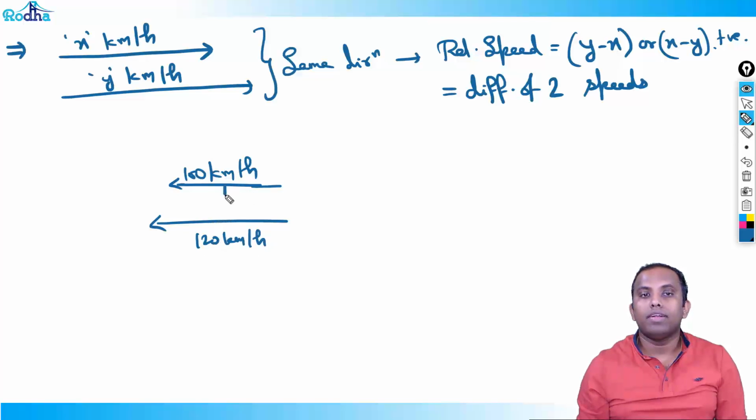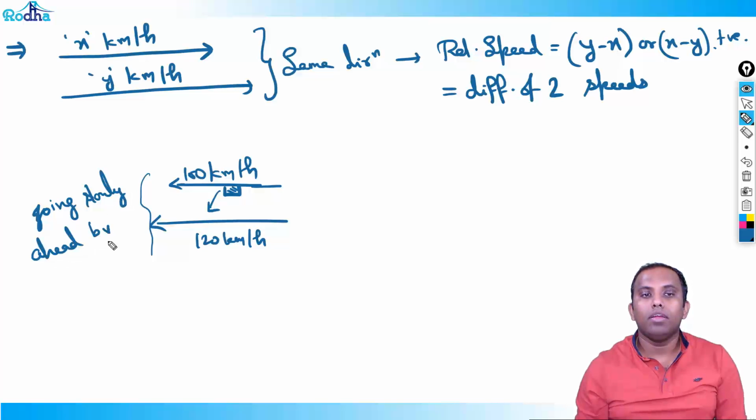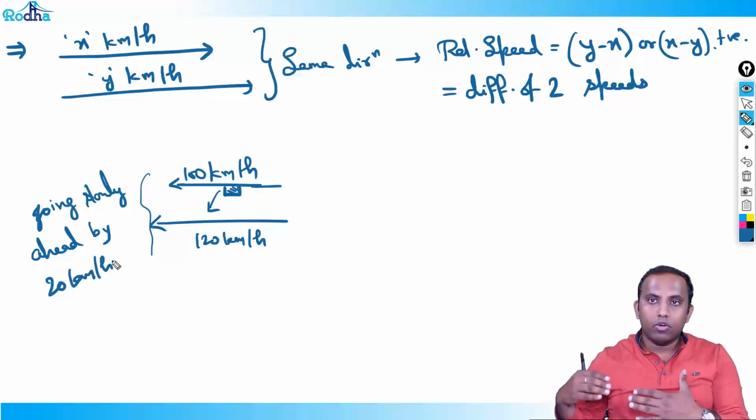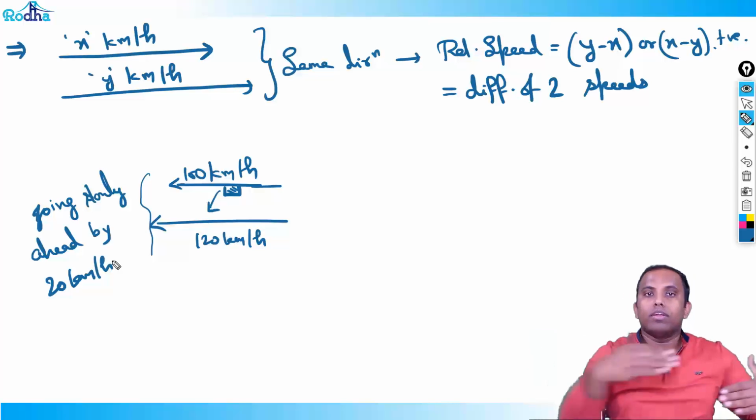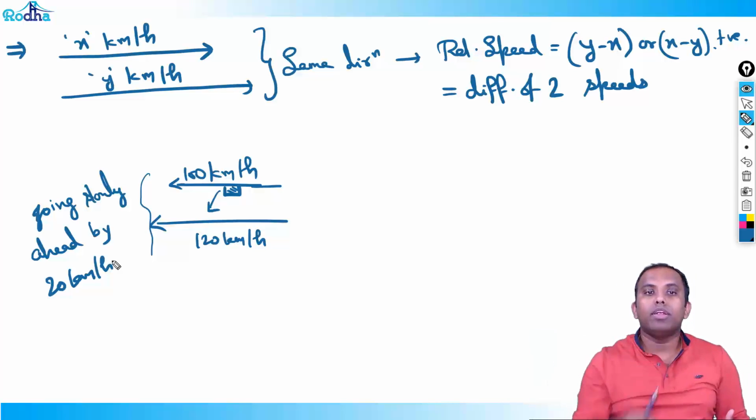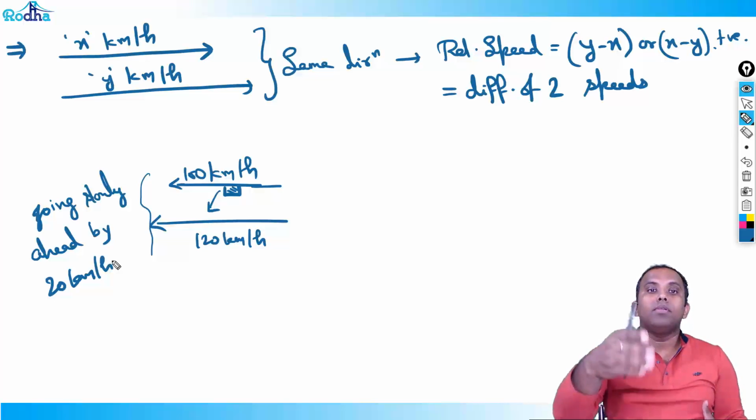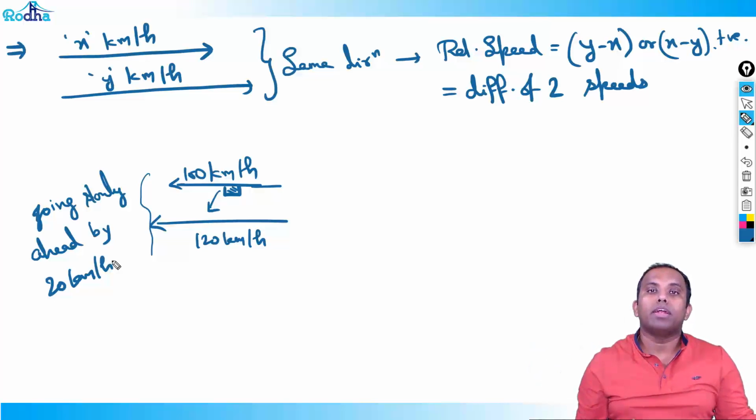So for a person sitting in this train, it seems like this train is going slowly ahead, by 20 kilometer per hour, right? Because your train speed is 120, that one is 100. So in 1 hour you will move 120, and he will move 100, right? So only 20 kilometer ahead of that train.